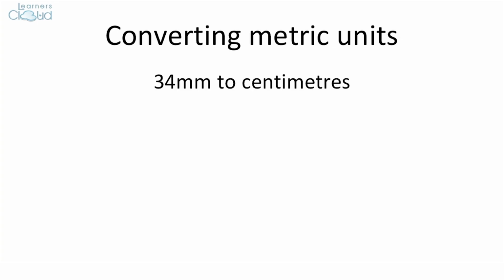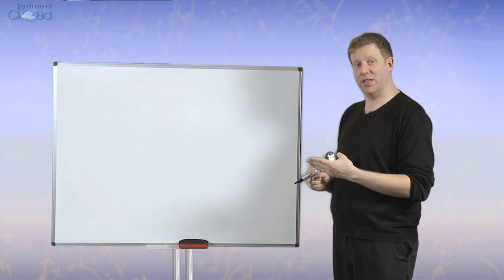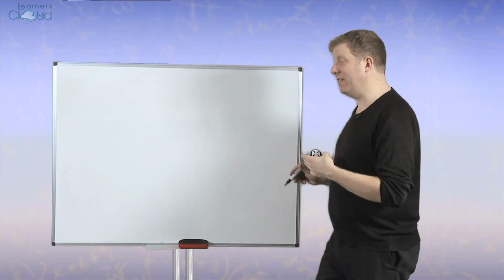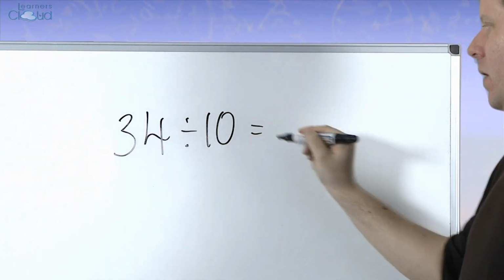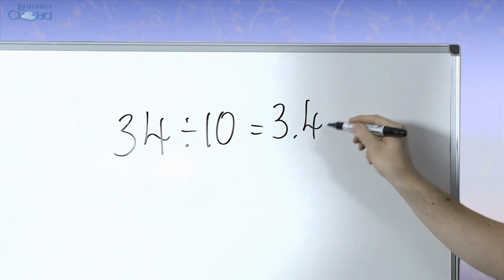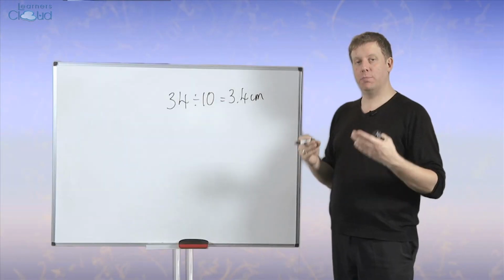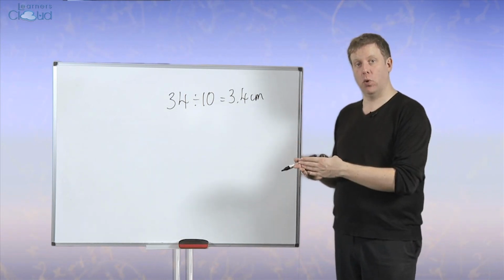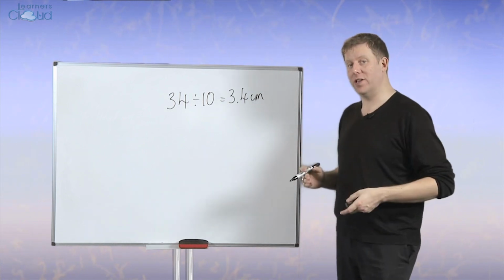Next one wants us to turn 34 millimetres into centimetres. Now, if I'm going from millimetres to centimetres, remember there are 10 millimetres in each centimetre. So I'm going to divide this time by 10, which tells me that there are 3.4 centimetres in 34 millimetres. It's always important with these to remember whether you're going to something bigger or indeed something smaller when you write your final answer. And that reminds you whether you should be multiplying or dividing.